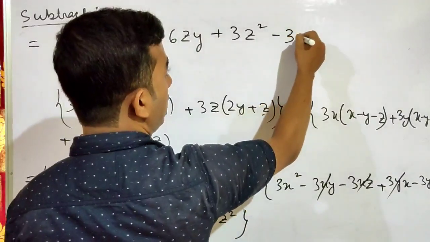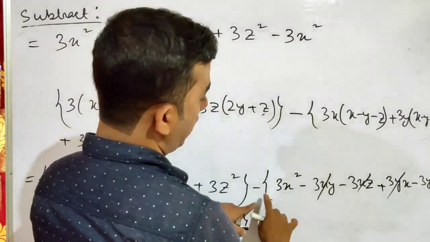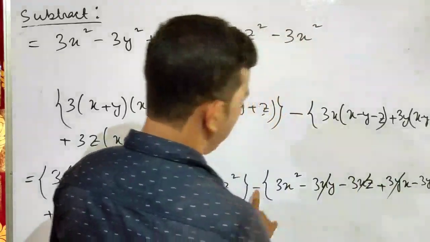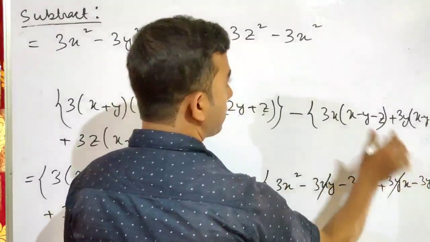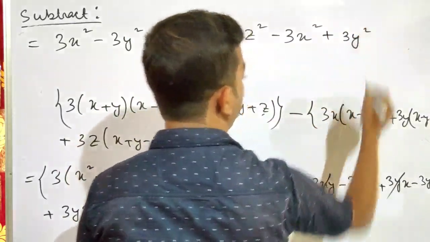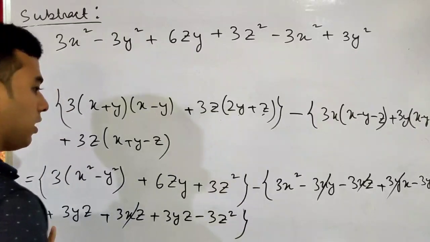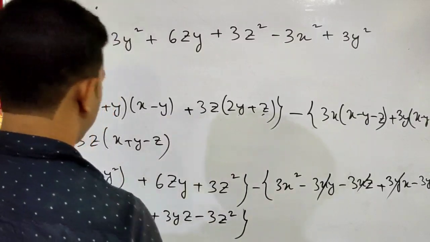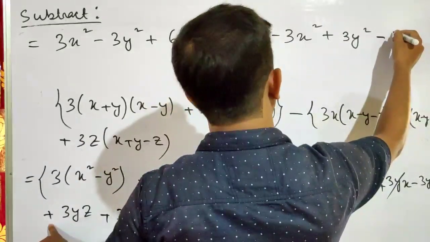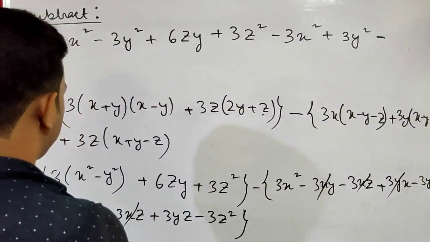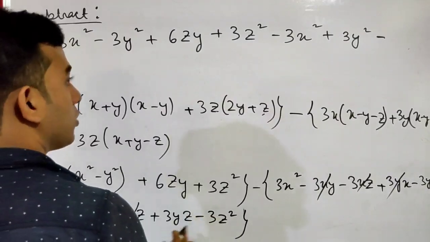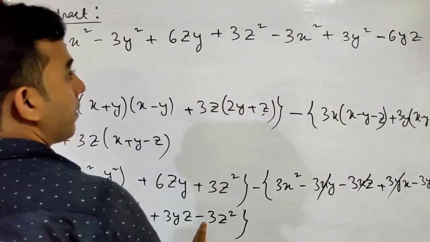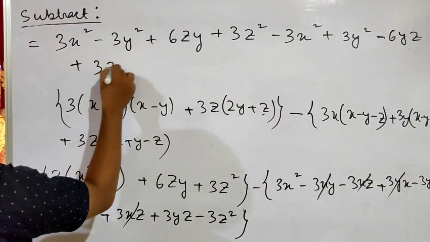Minus 3x square. This one is minus, isn't it? Then what is left? Minus minus plus, look here, this one is minus, this one is also minus, so minus minus plus, it will be 3y square. Clear? Next is plus 3, then minus plus is what? Minus plus is minus. Now we can directly add this one: plus 3yz plus 3yz will be 6yz, so it will be minus 6yz. Then what is left? Plus 3z square.